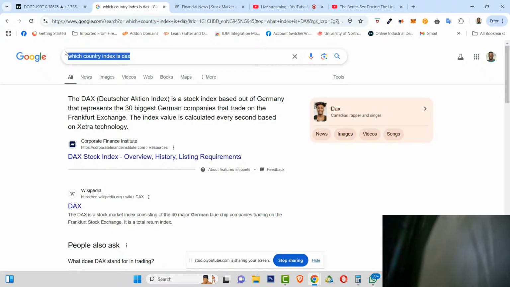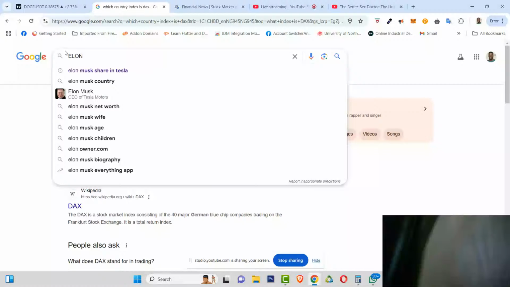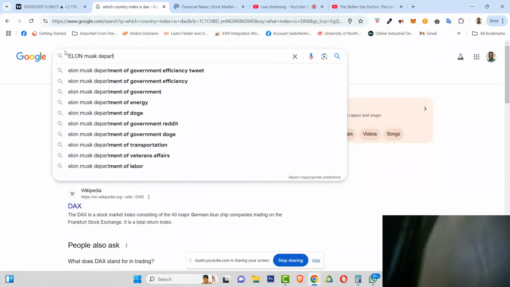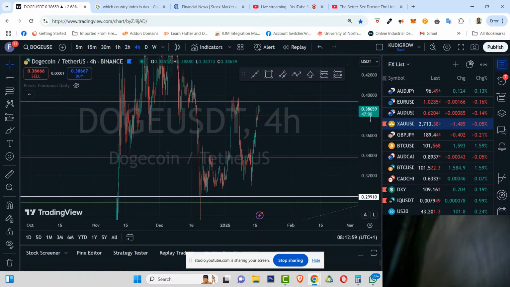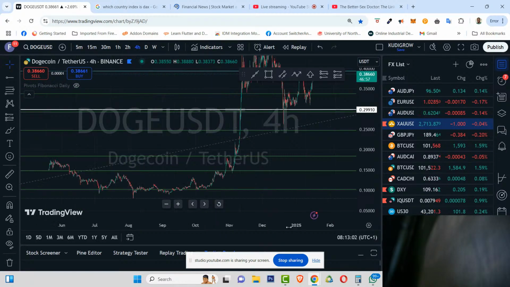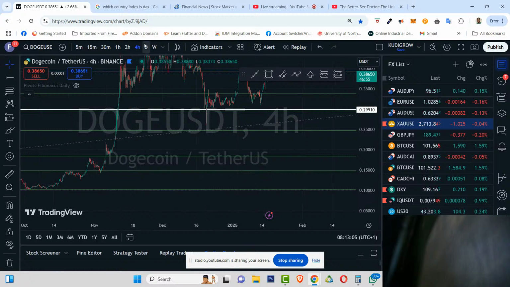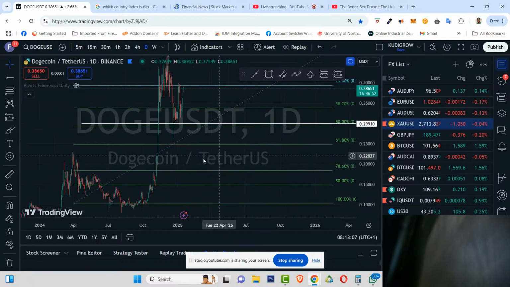So I was reading between the lines of what he plans to do, right? Elon Musk's office, the Department of Government Efficiency, DOGE. Now, during that period, I analyzed this impulse. Guys, watch, it's very straightforward here. Let's take a look at it from the daily.